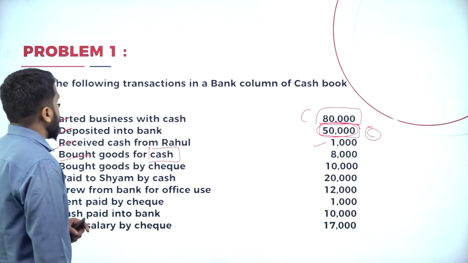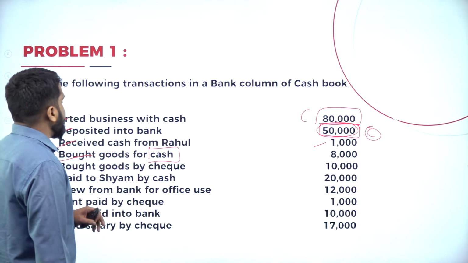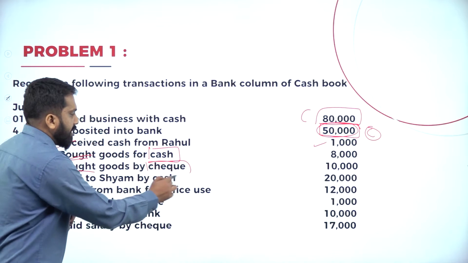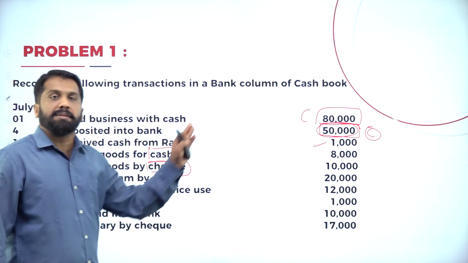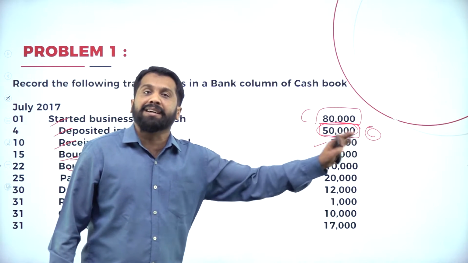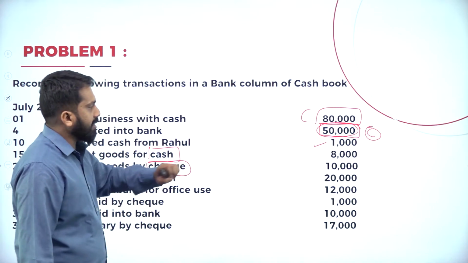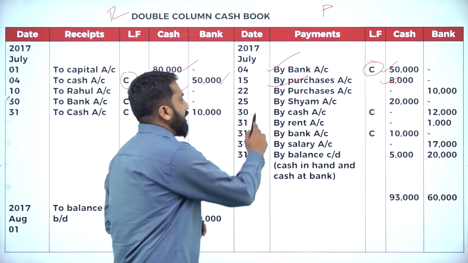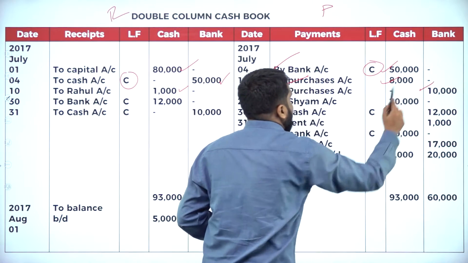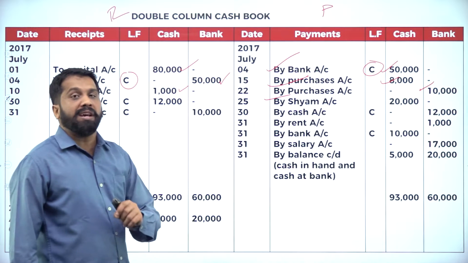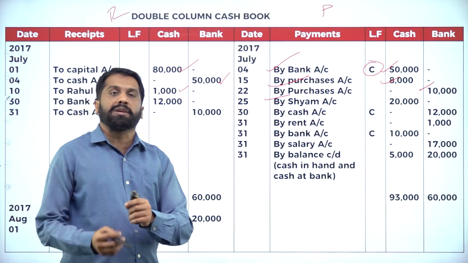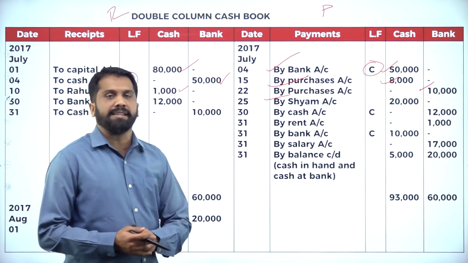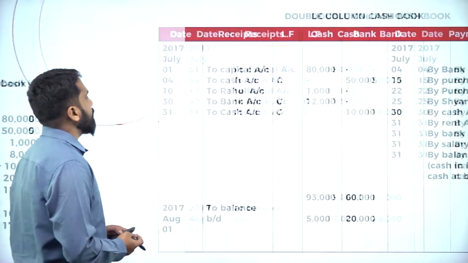Purchases 8,000. Any doubt? No doubt. Next, bought goods by check. Same example, but earlier it was by cash, now it is by check. Bought means payment side. Check means bank column. How much should you consider? It is 10,000. See, purchase account, in the bank column 10,000. Why? Because wherever a check comes, you cannot encash the check unless you go to the bank. So, we should consider it as bank.